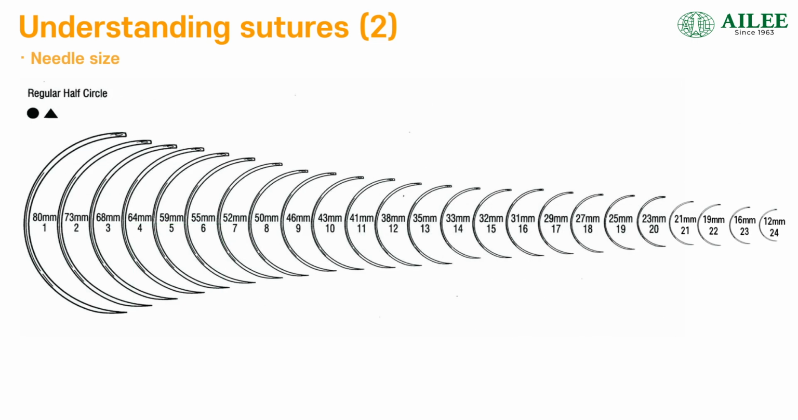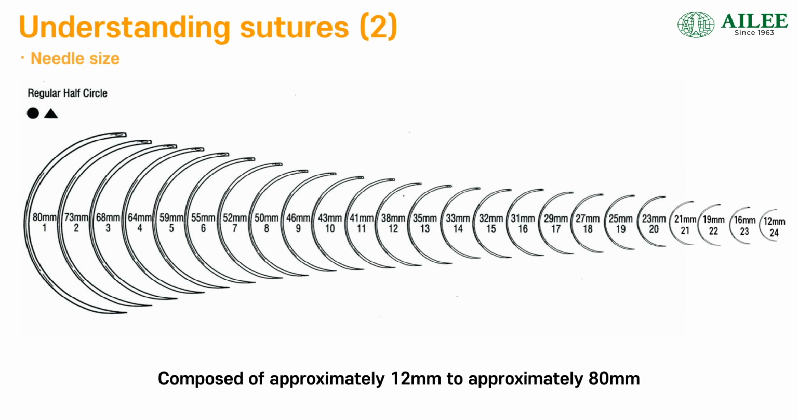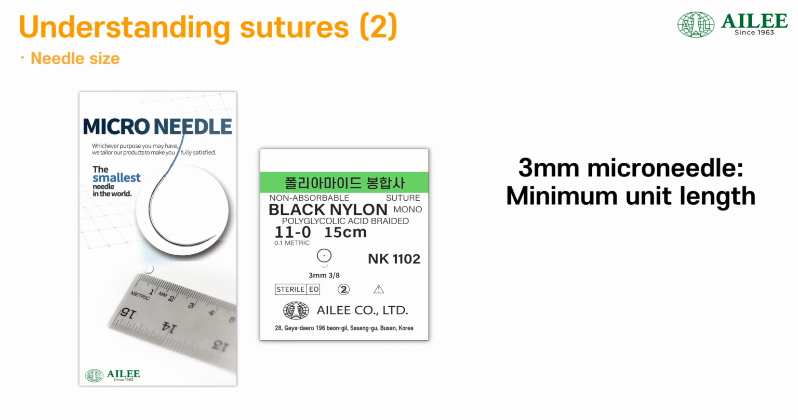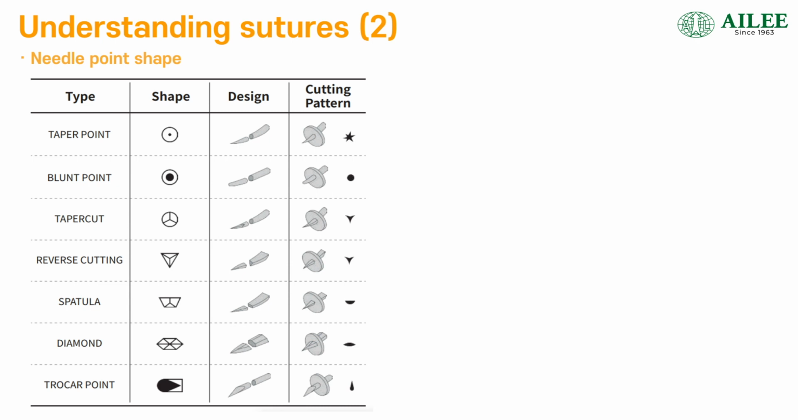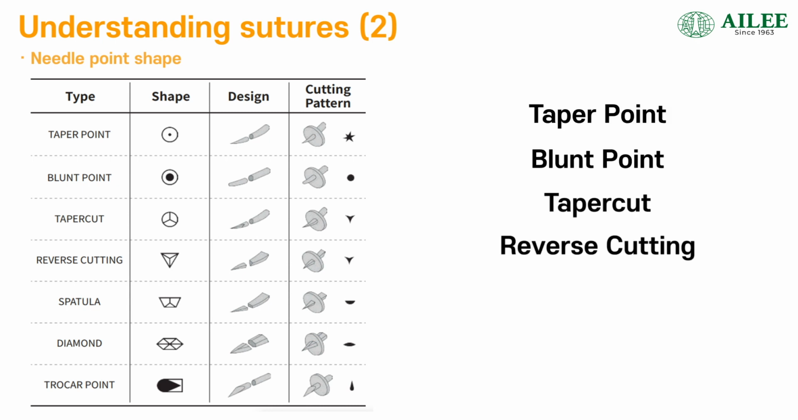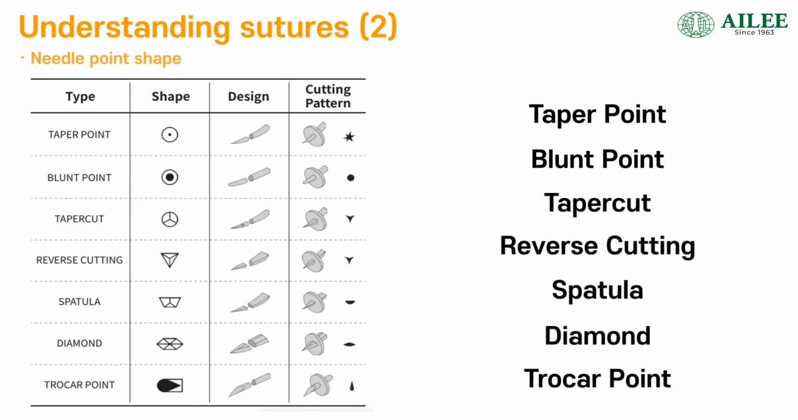And the size of the needle varies greatly. It depends on the type of needle, but it usually ranges from 12 millimeters to 80 millimeters. AILEE also manufactures its own 3 millimeters microneedles, mainly used for microbonding surgery and cardiovascular surgery. There are 7 needle point shapes: taper point, blunt point, taper cut, reverse cutting, spatula point, diamond, and trocar point.